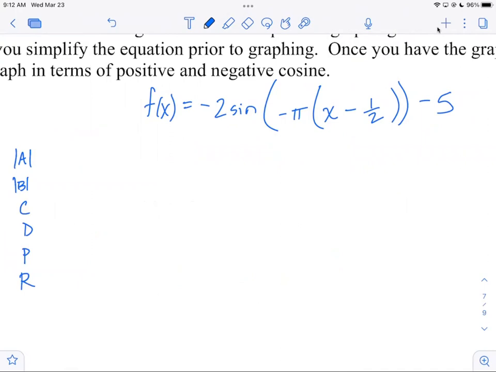All right, what is A? What's the other name for A? Amplitude, right? And what is it here? It's a 2, okay? So that means that we're going to go up 2 units from the sinusoidal midpoint axis and down 2 units from the sinusoidal midpoint axis. But the fact that it's negative, what does a negative in front of any function do to it? Flips it, right? So I'm just going to put x-axis reflection right here.